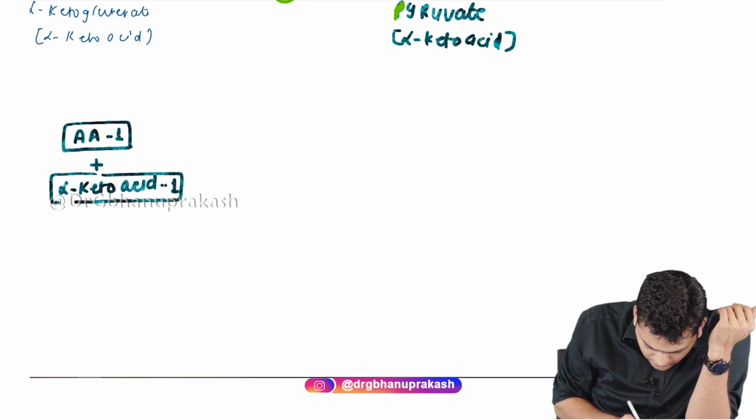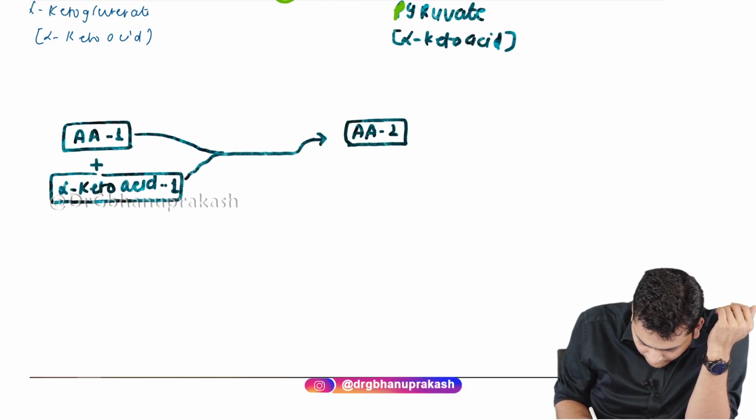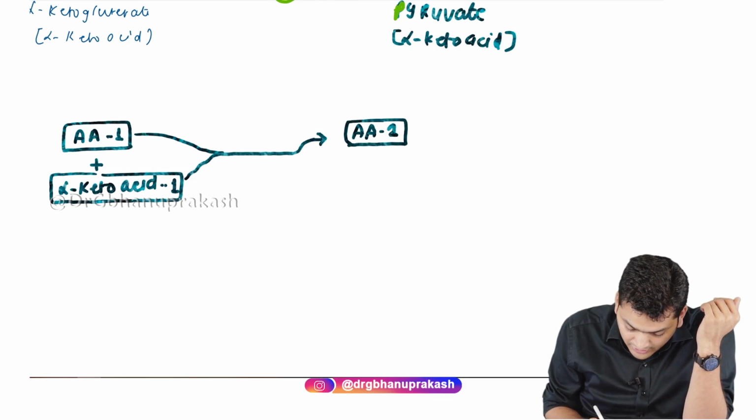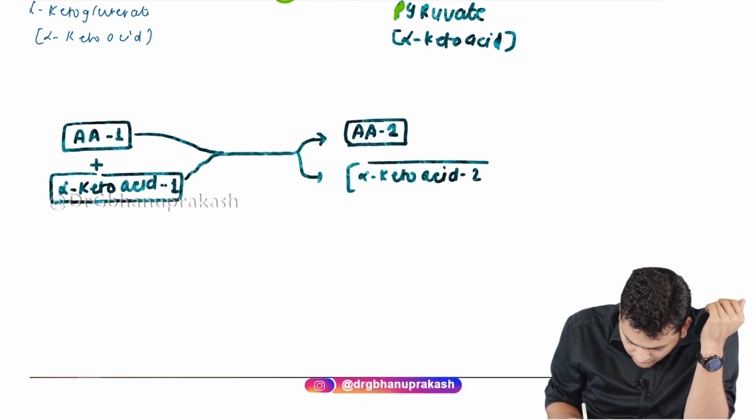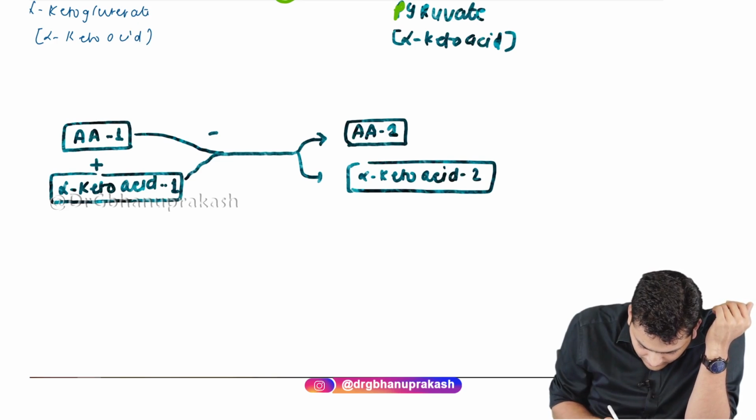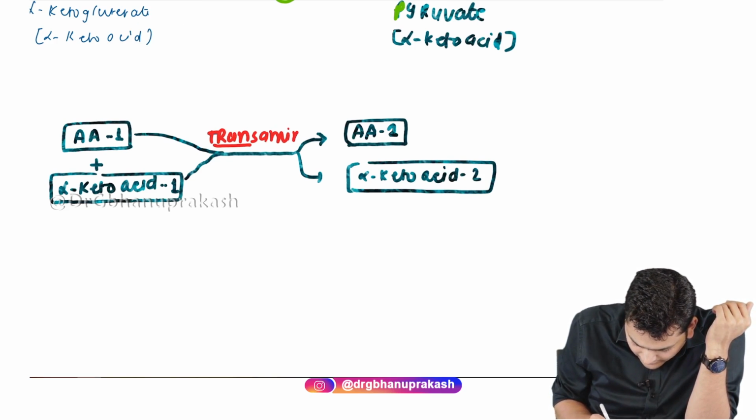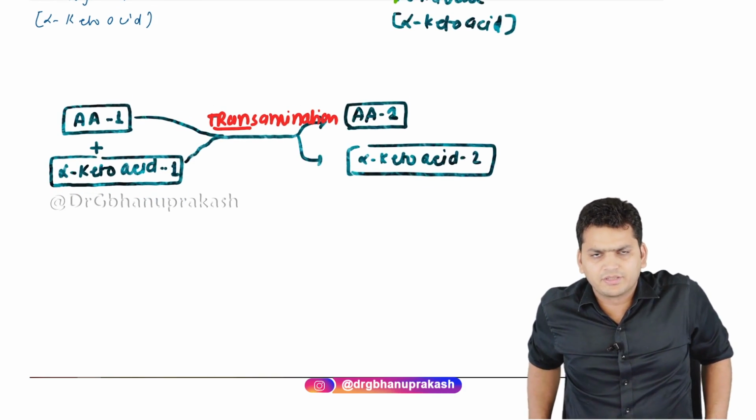I am writing number 1. We will use these two. They will react with one another. What we are going to get is glutamate, that is the amino acid number 2. We are going to get a different type of amino acid, so I am writing amino acid 2. And you are going to get a different keto acid also, so I am writing alpha keto acid 2. So this is what we are doing in transamination, that we are taking one amino acid, we are taking alpha keto acid and converting into a different type of amino acid and a keto acid. So this is what transamination is all about. This is how the transamination occurs.